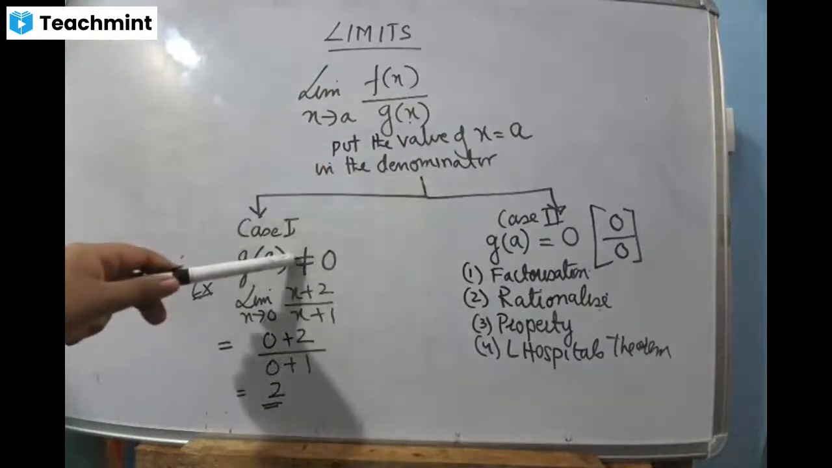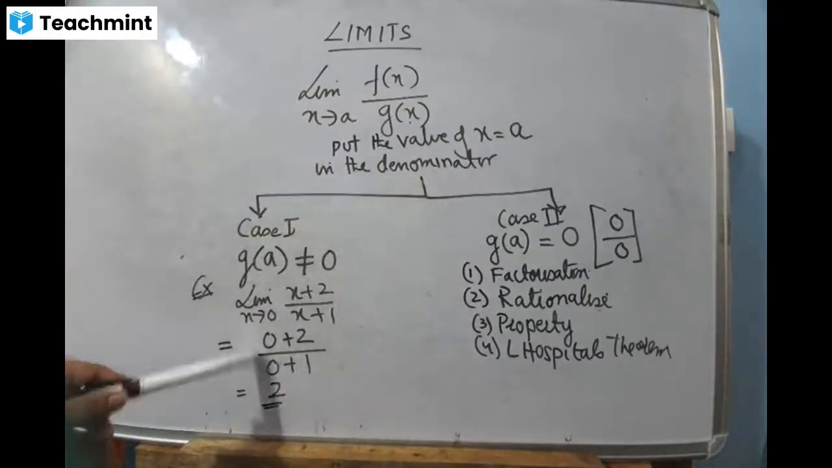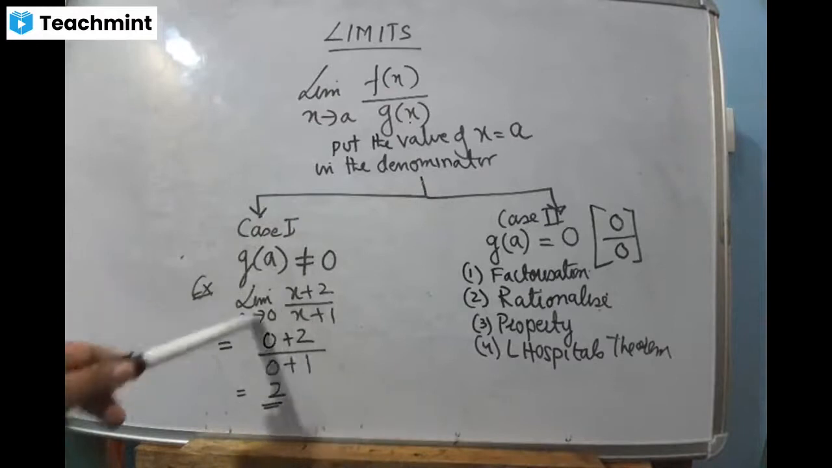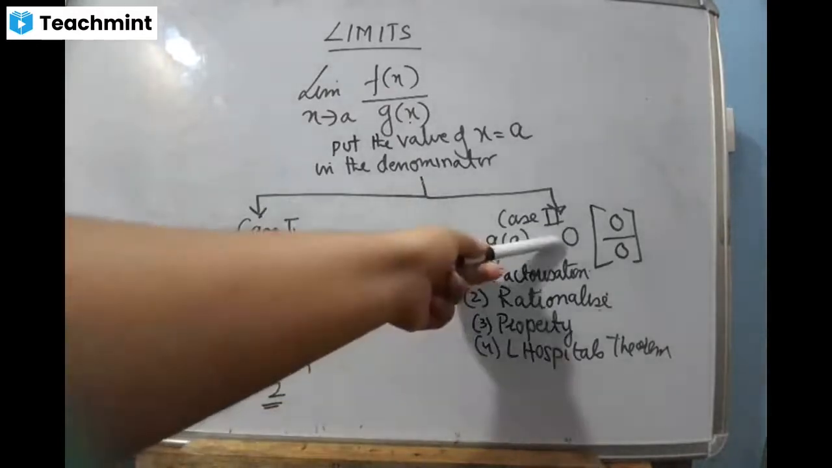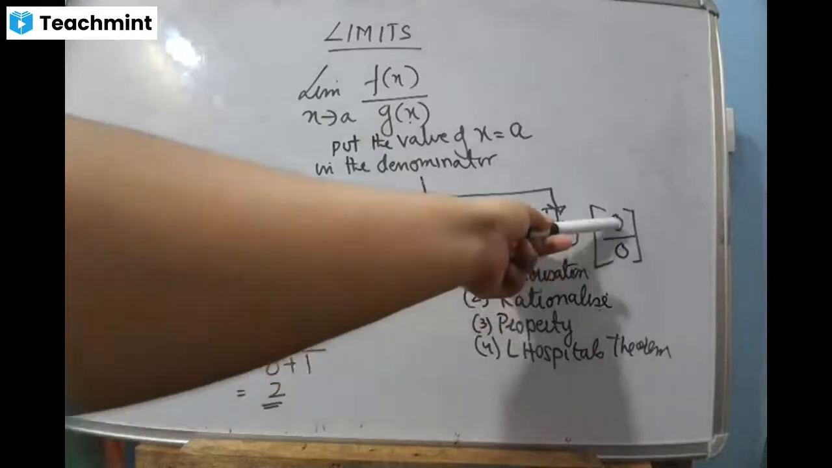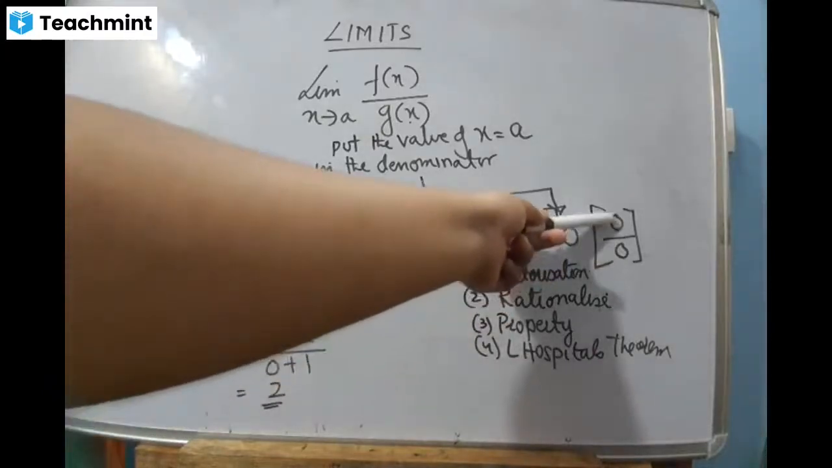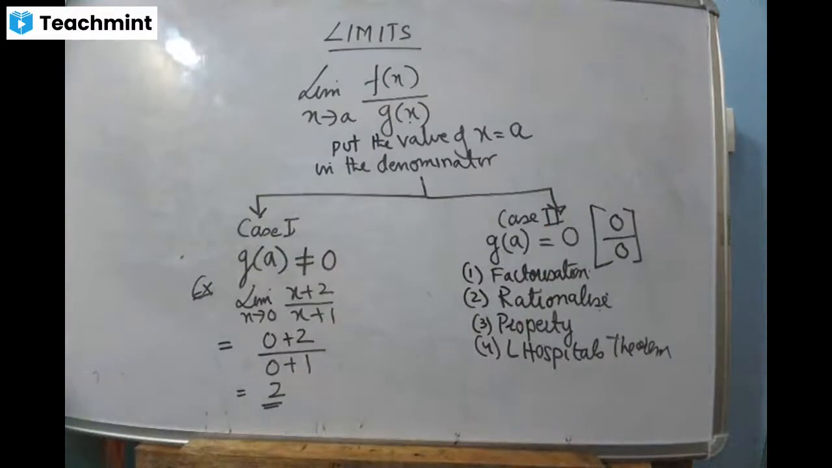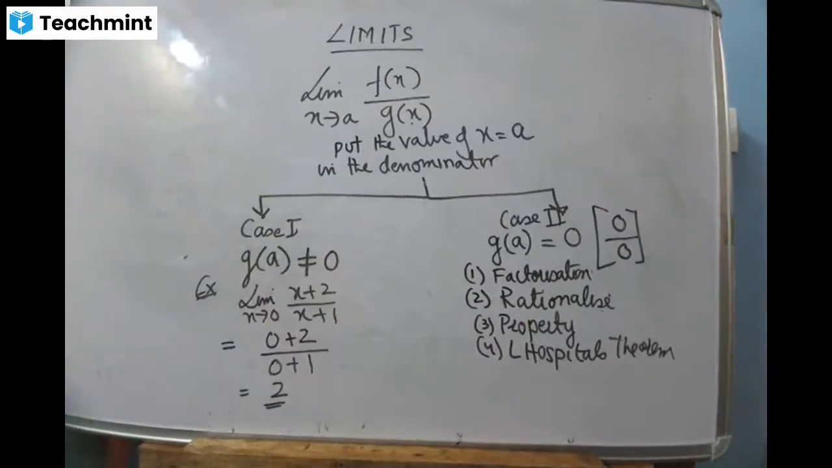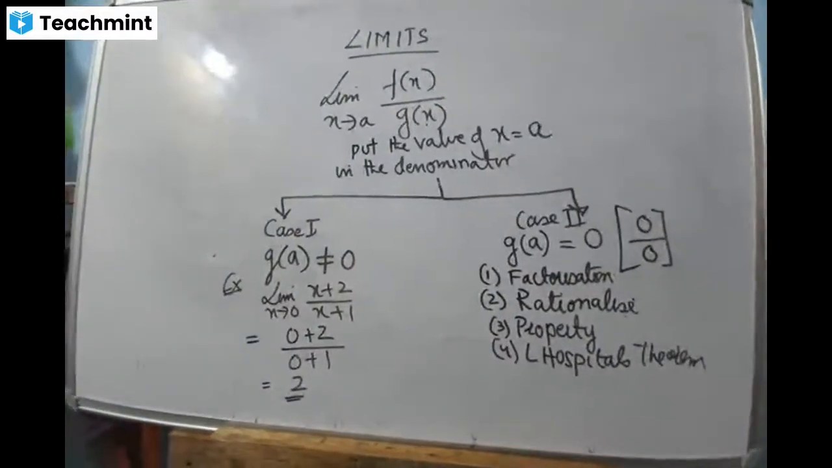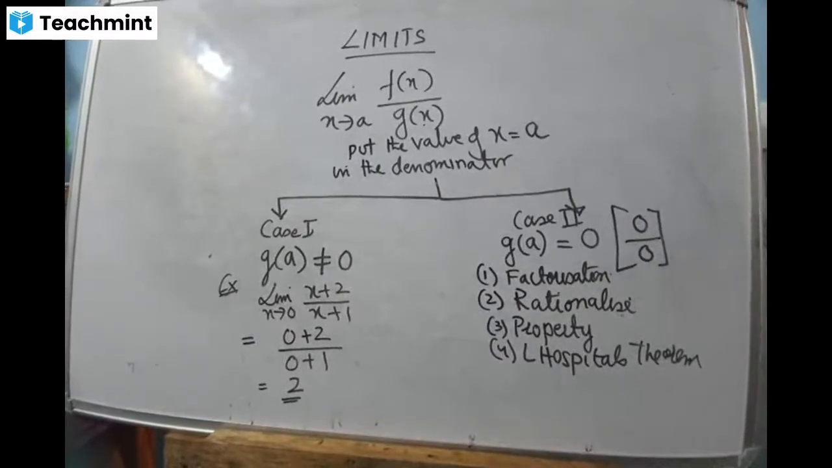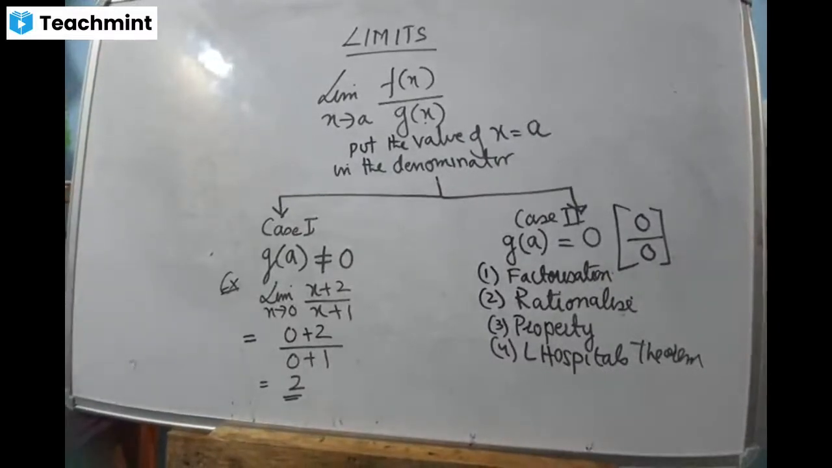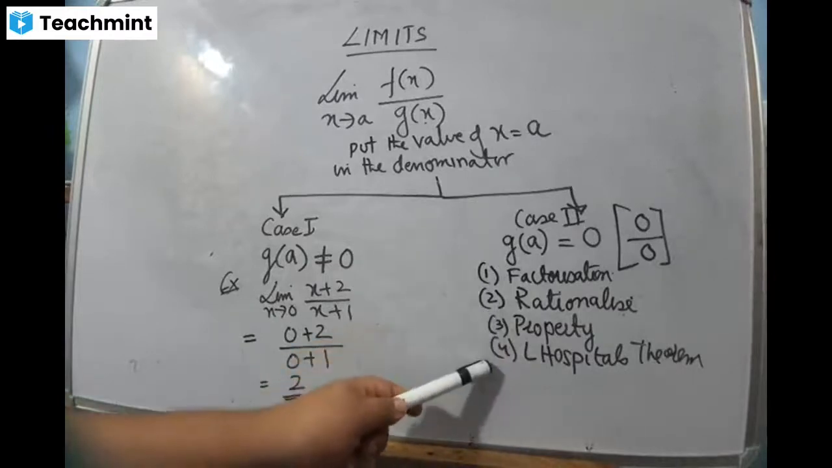Case one, if it's not 0, then that itself is your answer. That means put the value of x and remove the limit. That is your answer, no problem. But if the denominator is 0, then numerator is bound to be 0. So this is called 0 by 0 form, an indeterminate form. So this question will be only solvable if you remove 0 from the denominator. So in order to remove 0 from the denominator, these are the four methods that we are going to use.